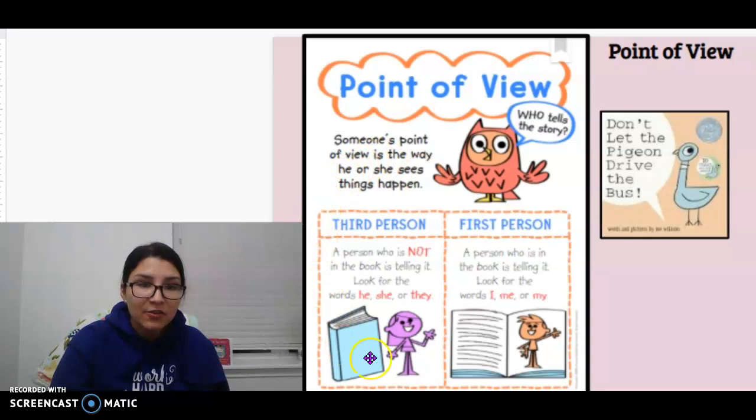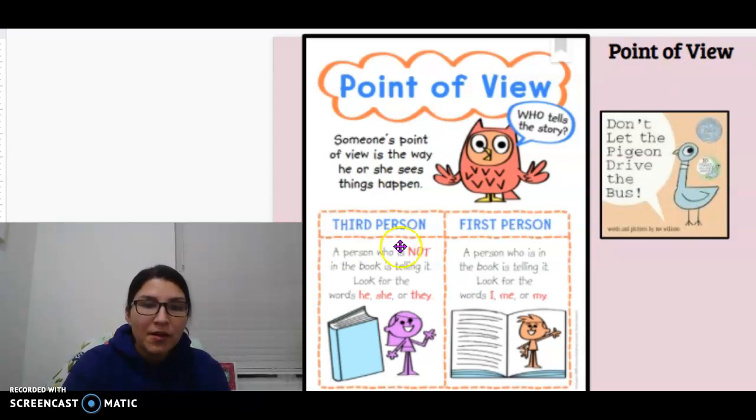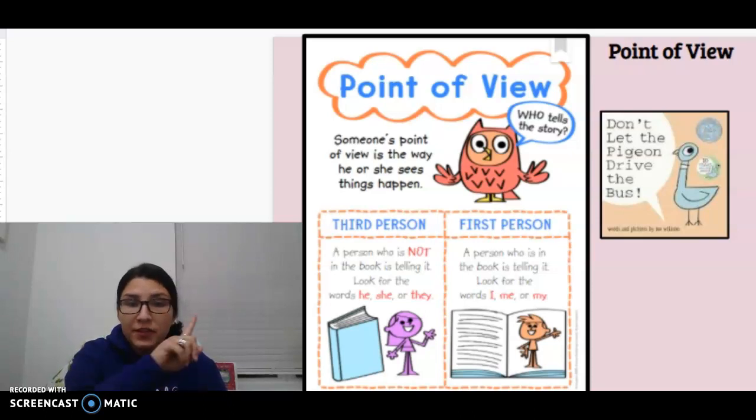So what I'd like to do first is go over third person point of view. Third person. So third person point of view, please look at this picture right here. See the book and the little girl. So third person, a person who is not in the book is telling it. So look for the words he, she, or they. He, she, or they. Okay?